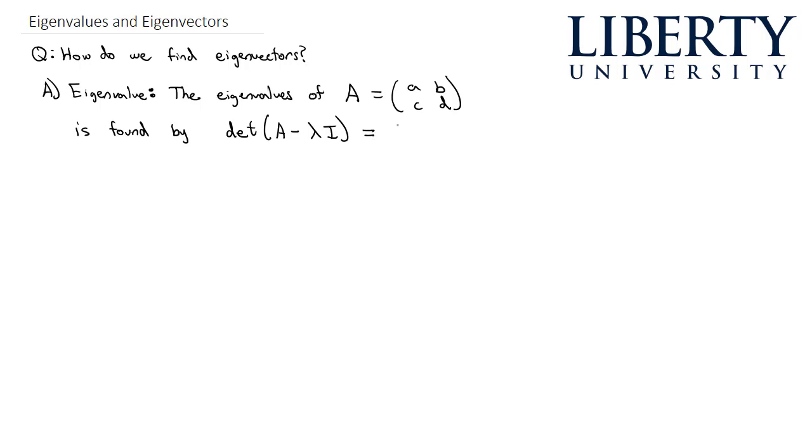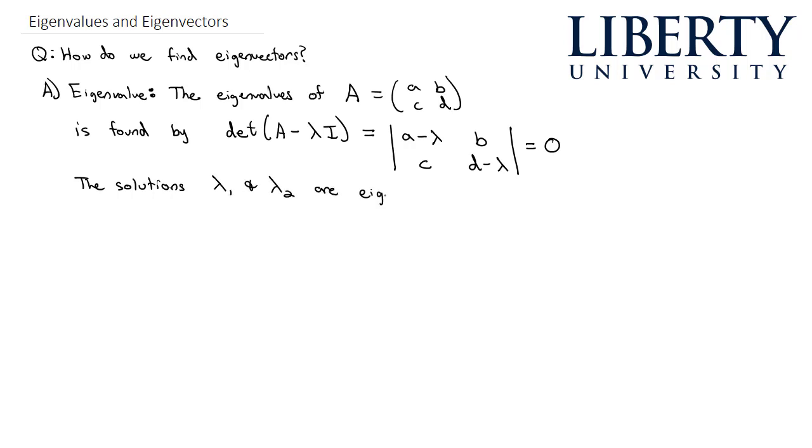What that basically means is we're going to take the determinant, which we've seen before, of the top left, a minus lambda. Then the top right and the bottom left stay the same. And then d is also going to have a minus lambda. And we're going to set that equation equal to 0. Lambda is then the eigenvalue of this matrix. The solutions, lambda 1 and lambda 2, are the eigenvalues.